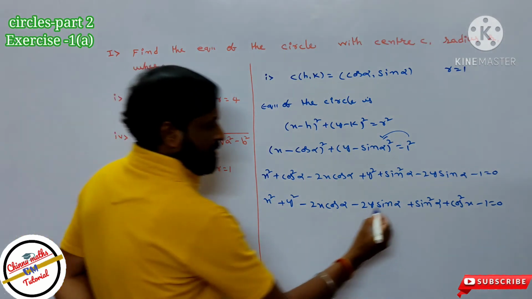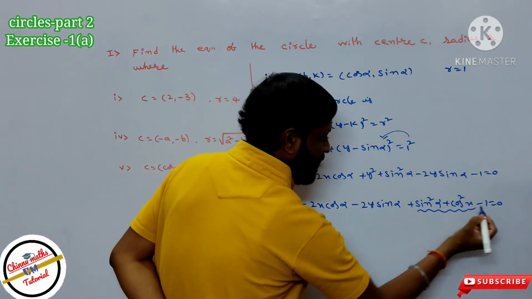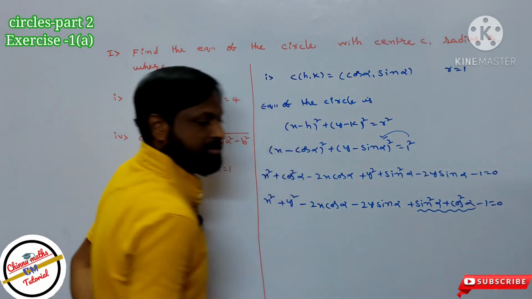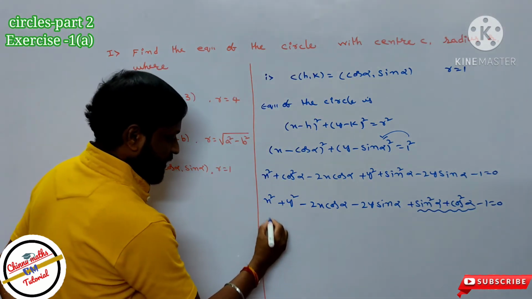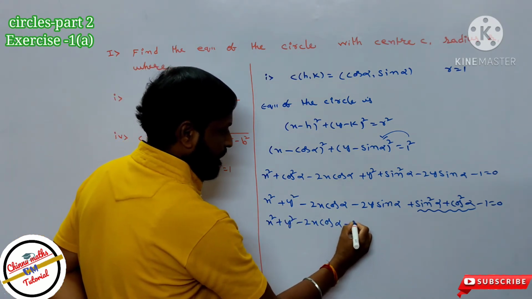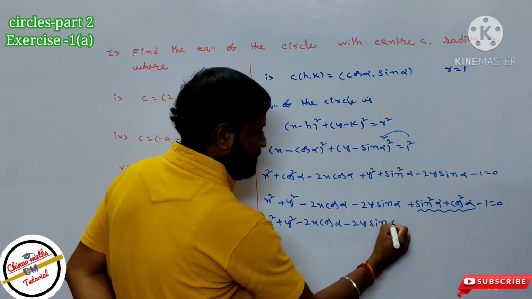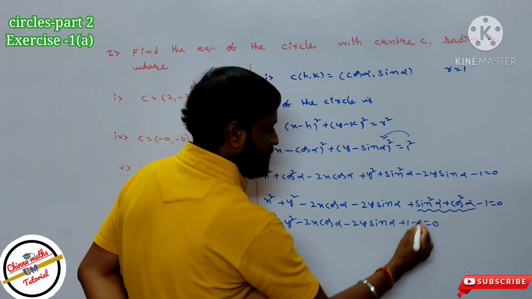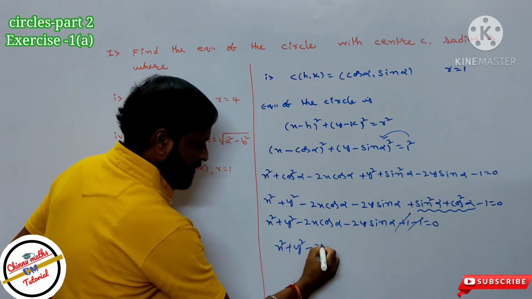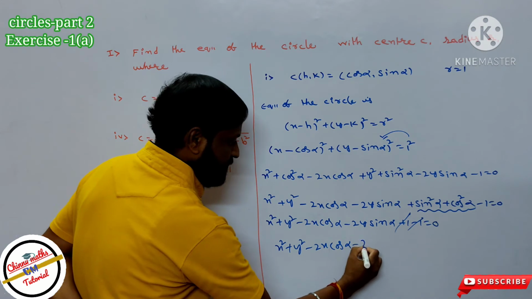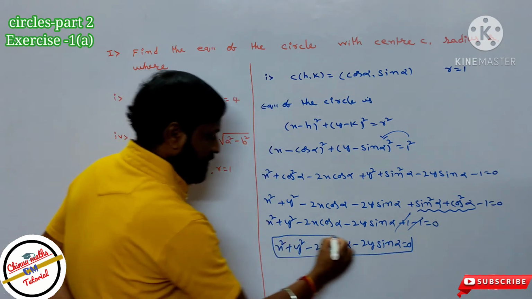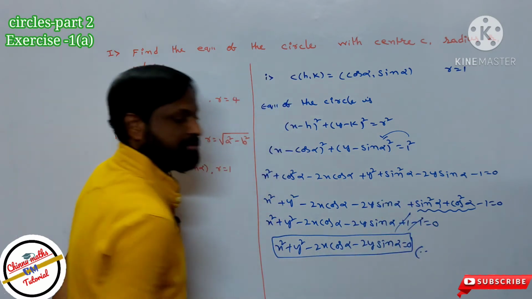Already we know from the trigonometric identity the value of sin square alpha plus cos square alpha is equal to 1. So then x square plus y square minus 2x cos alpha minus 2y sin alpha plus 1 minus 1 equals 0. Then both get cancelled. So finally you write x square plus y square minus 2x cos alpha minus 2y sin alpha equals 0. It is the required equation of the circle.